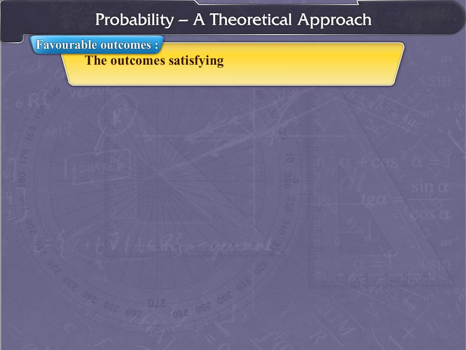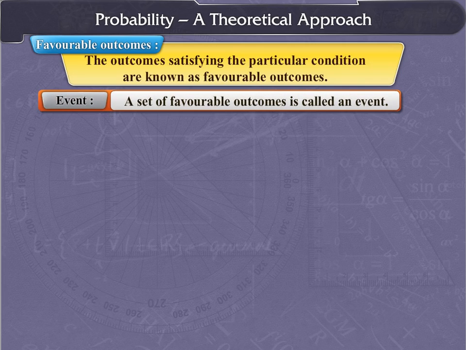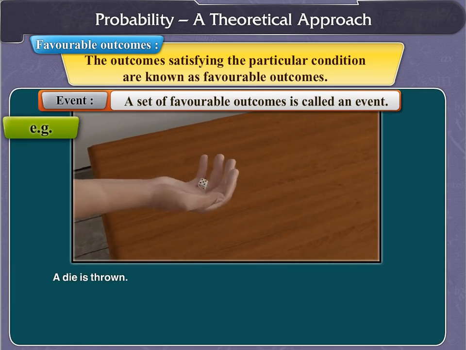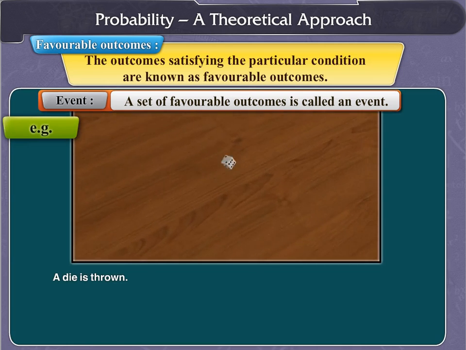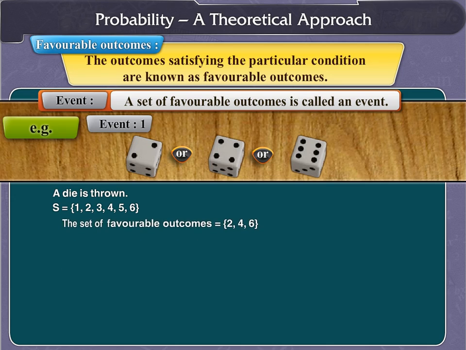Favorable outcomes. The outcomes satisfying the particular condition are known as favorable outcomes, and a set of favorable outcomes is called an event. Consider the example of a die being thrown. We know the sample space is the set of sample points 1, 2, 3, 4, 5 and 6. Out of these sample points, if we wish the favorable outcomes as even numbers, then the set of favorable outcomes is a set of sample points 2, 4 and 6.